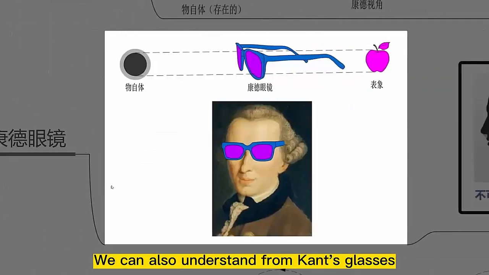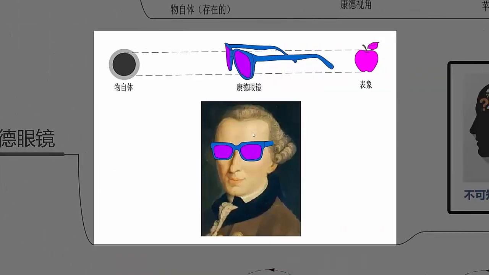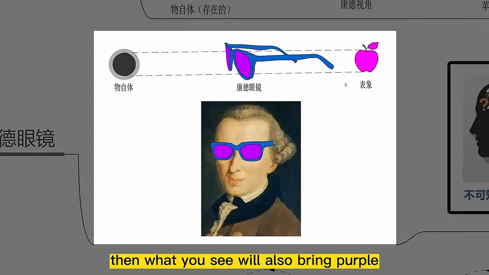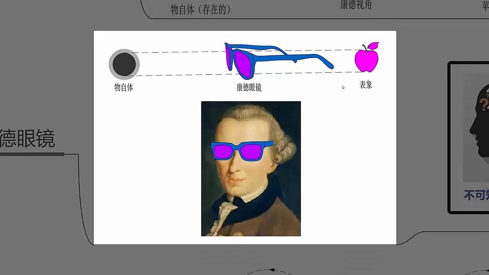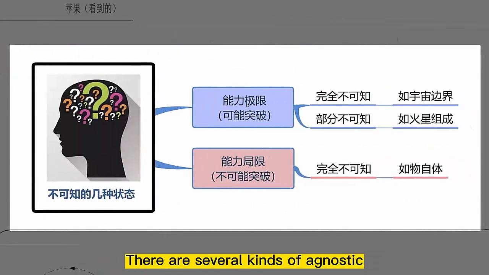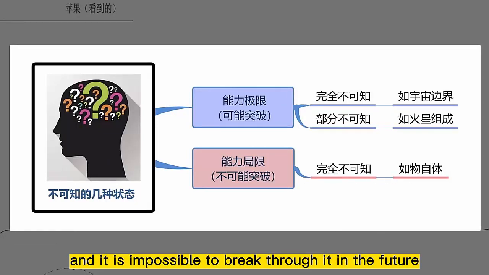We can also understand this through Kant's glasses. If you wear purple glasses, then what you see will also carry a purple tint, which distorts our perception. There are several kinds of agnosticism, and what Kant said about unknowability is a limitation of our ability, and it is impossible to break through it in the future.